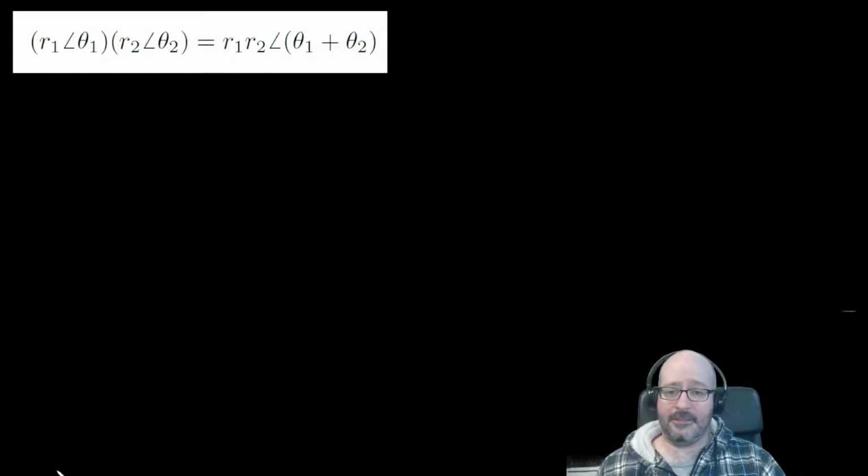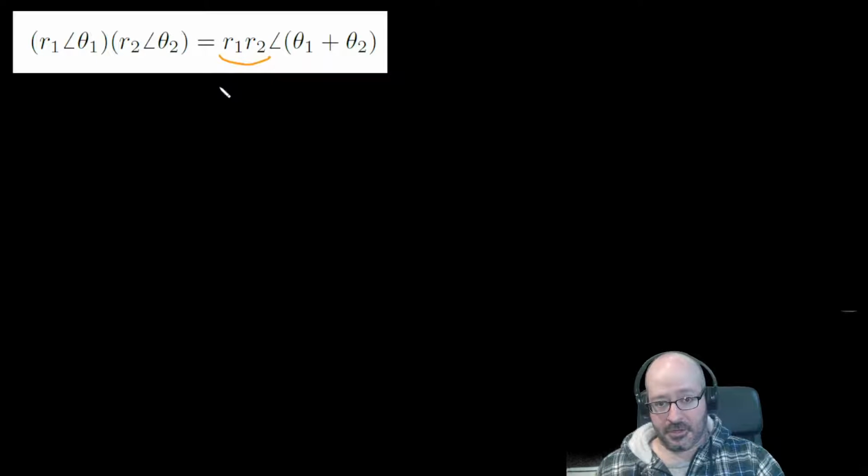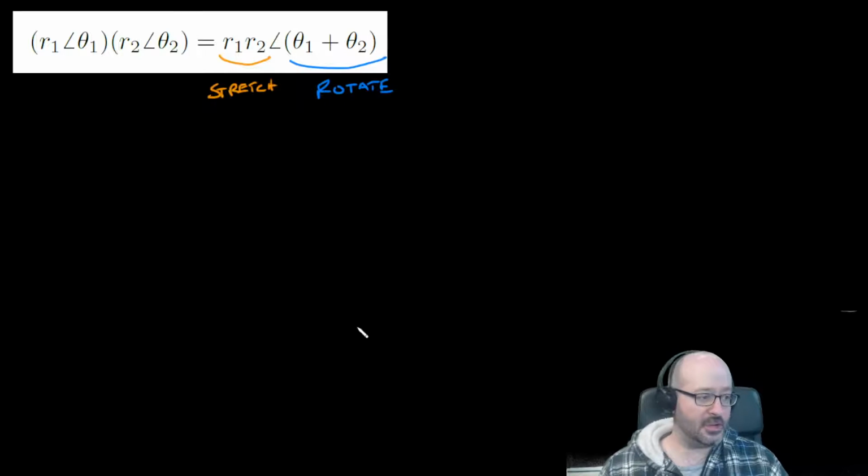So this is going to look the same in polar. If I have two polar numbers, each one has a magnitude r1 and r2, and each one has an angle θ1 and θ2. I'm going to stretch. Okay, that's stretch. And I'm going to rotate. Like that. Okay, so we're stretching and rotating.